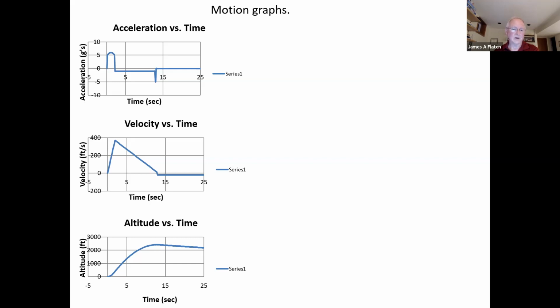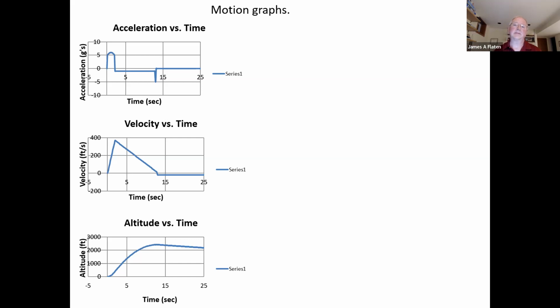Velocity in the middle there increases to a very high velocity and then slowly diminishes. And then once the parachute comes out, the velocity goes negative. It might be a fairly constant number. And the altitude versus time increases until you get to apogee. Apogee is when the velocity is zero. And then after that, the altitude slowly decays away as you come down under parachute.